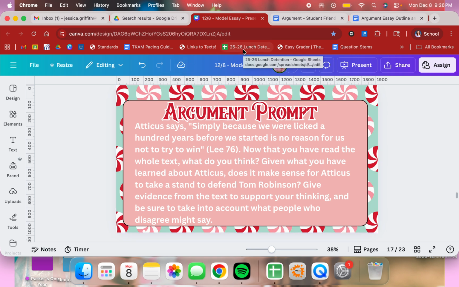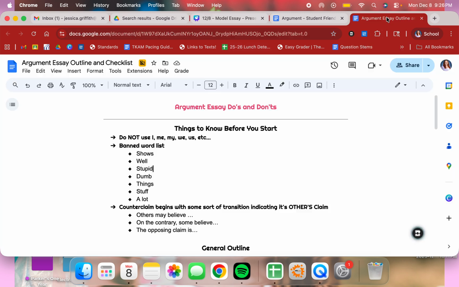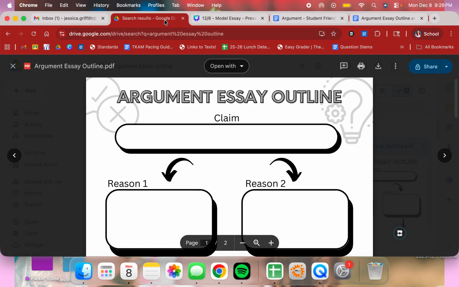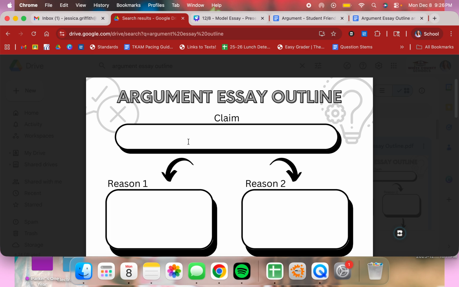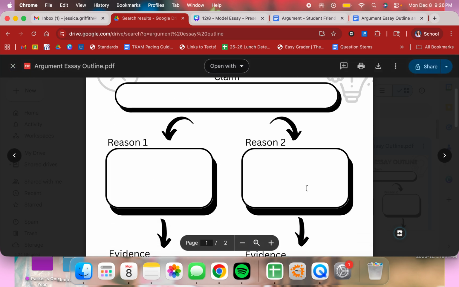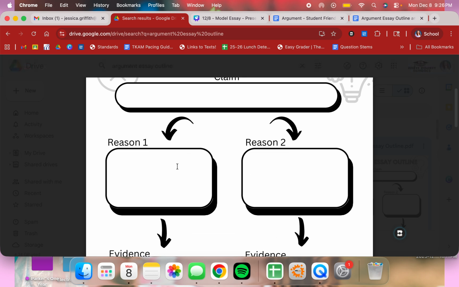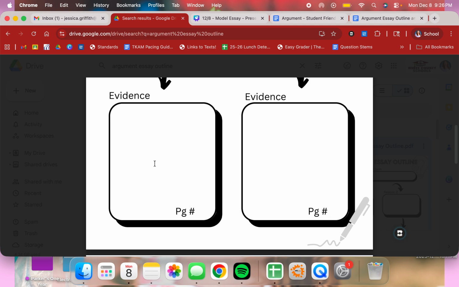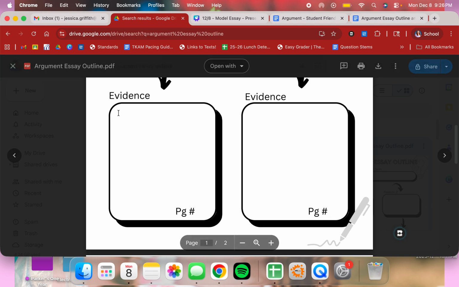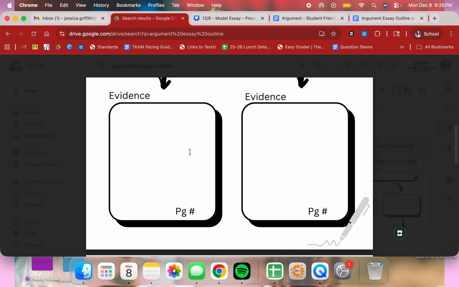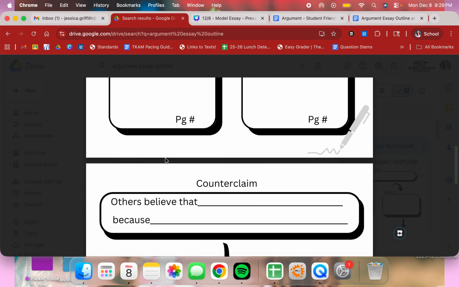If the sub has not passed them out, they're on the gray table up front and they look similar to this. Sorry, wrong tab. So you're just going to start out by stating your claim and give me reason 1, reason 2. So these are the character traits that show that Atticus should defend Tom Robinson. Then here you're going to list your evidence. So you need 2 pieces of evidence, so make sure we have evidence and page number, evidence and page number. For some reason, page number didn't print up here on the top. Sorry about that, but just know you need 2 pieces of evidence and support from the page numbers.